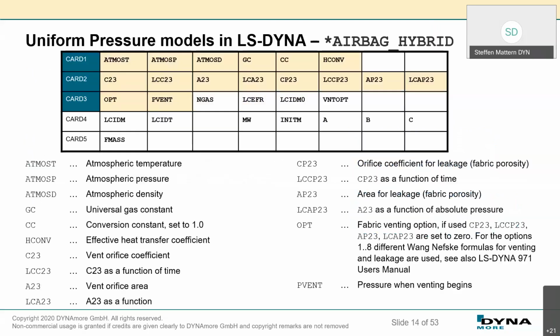The second model I chose, as already mentioned, the most sophisticated uniform pressure model, is the airbag hybrid. For example, here you can define the variables indexed with 2, 3. You see here C23, LC, C23, and so on. The variables indexed with 2, 3, they specify the behavior regarding the outflow. Everything which defines variables regarding the outflow from the airbag volume is defined here. So, for example, fabric leakage or vent leakage.